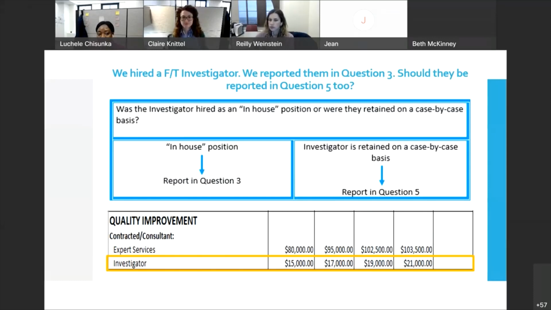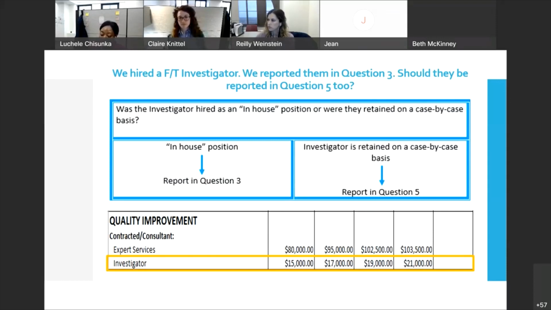Okay, this next question deals with investigators. If you hired a full-time investigator and are struggling to figure out where to include them, the first place to look is your budget. If the position is in the contract under contract consultant, as you can see on this slide, then they would be reported in question number 3.